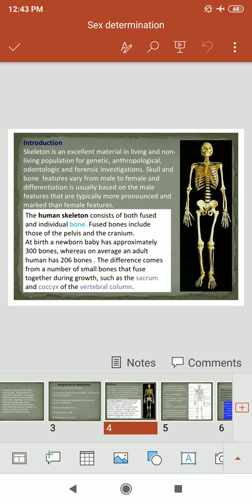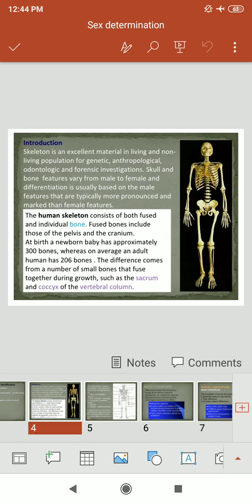Fused bones. The fused bones include those of the pelvis and the cranium. At birth, a newborn baby has approximately 300 bones, whereas on average an adult human has 206 bones. The difference comes from a number of small bones that fuse together during growth, such as the sacrum, coccyx and vertebral column. These three bones are important for the human skeleton.